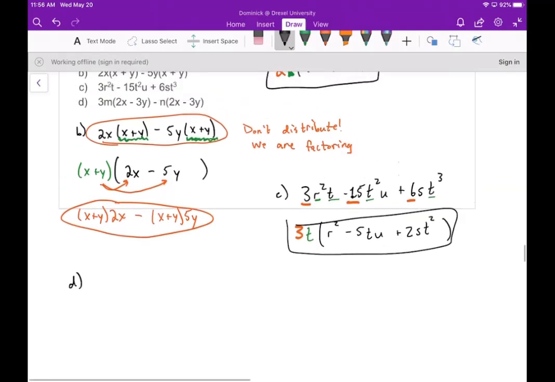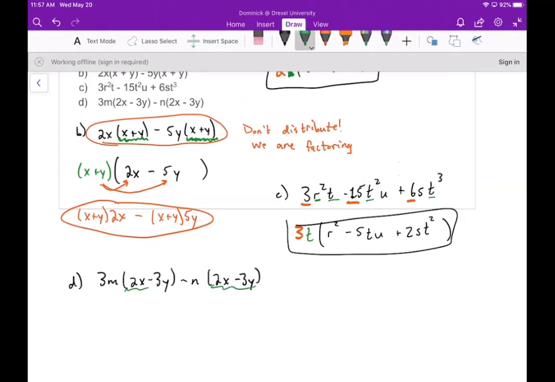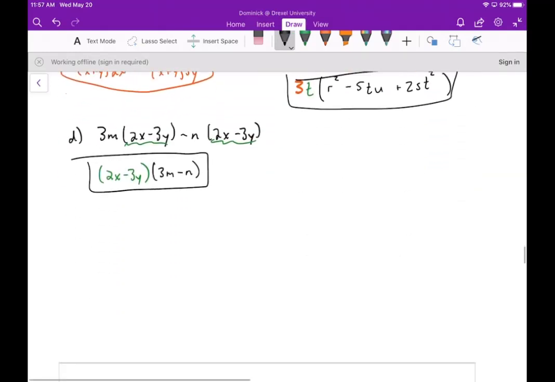Okay, now part D, similar to part B, where the only thing that's common between these two terms is the expression in the parentheses. So that's what I'm going to factor out again. And then, of course, what do I have left over? I have 3m minus n. All right, so that's part D. Okay, so that's GCF factoring.